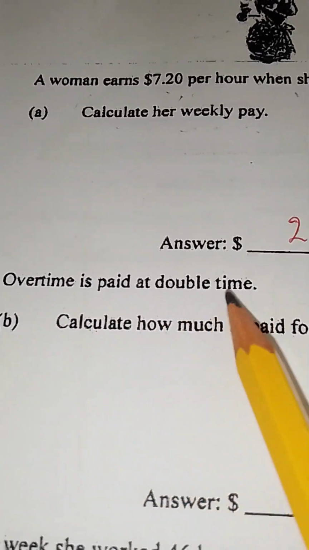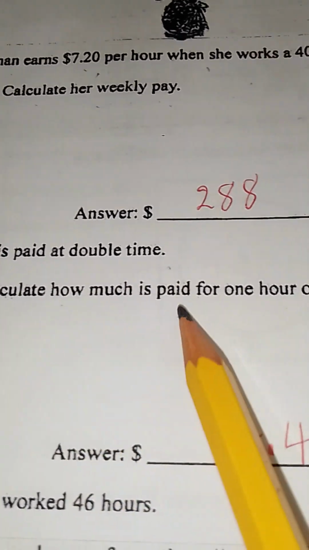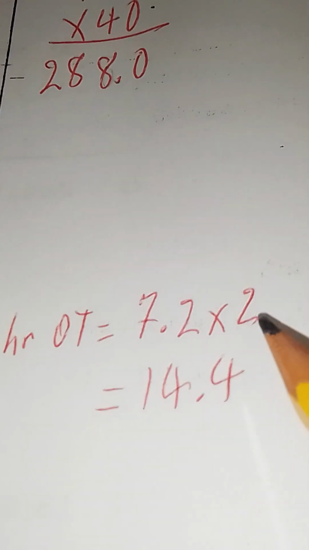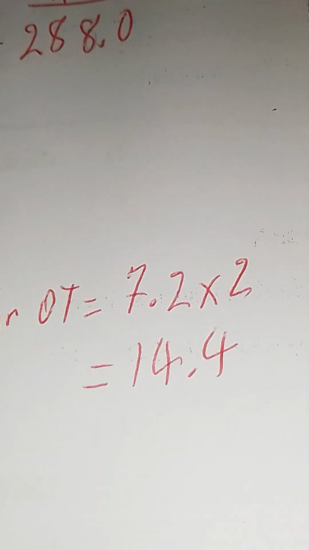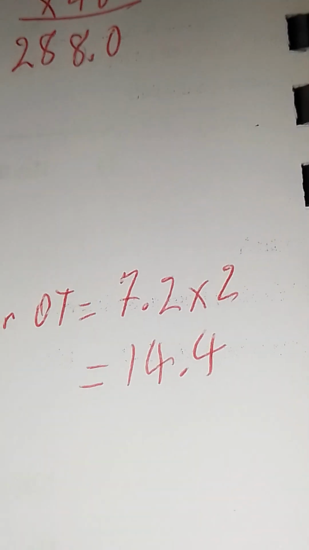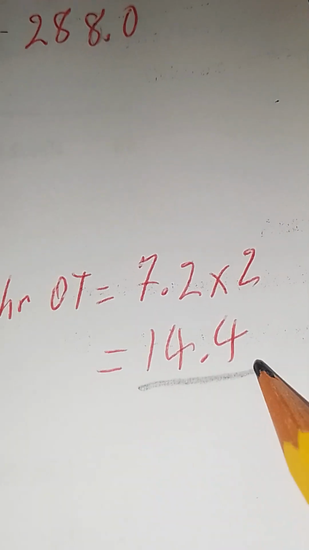Overtime is paid at double time. Okay? Calculate how much she is paid for 1 hour of overtime. So her regular rate is $7.20 times 2, because double time means you're multiplying by 2. Time and a half means you're multiplying by 1.5. Triple time means you're multiplying by 3. So for every hour of overtime, she's being paid $14.40.